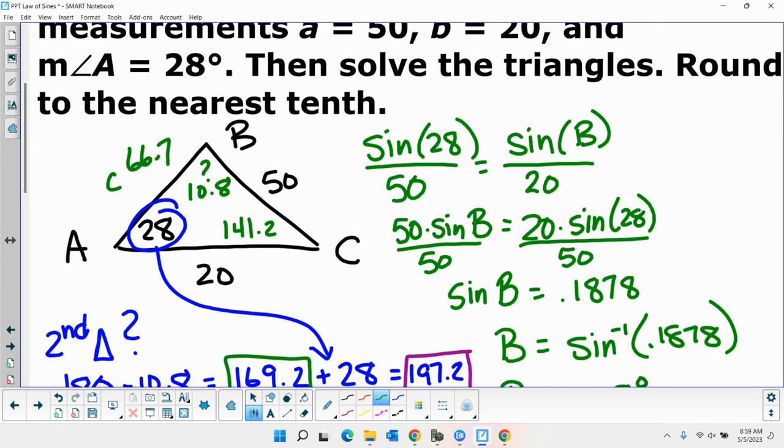So there's our three answers: 10.8 and 141.2, those are in degrees, those are the two angles. The missing side was 66.7. Okay? So that's the ambiguous case because we had two sides and one angle. If you have two angles, you don't have to worry about trying to do that. Only when you have two sides. Okay, Elena?